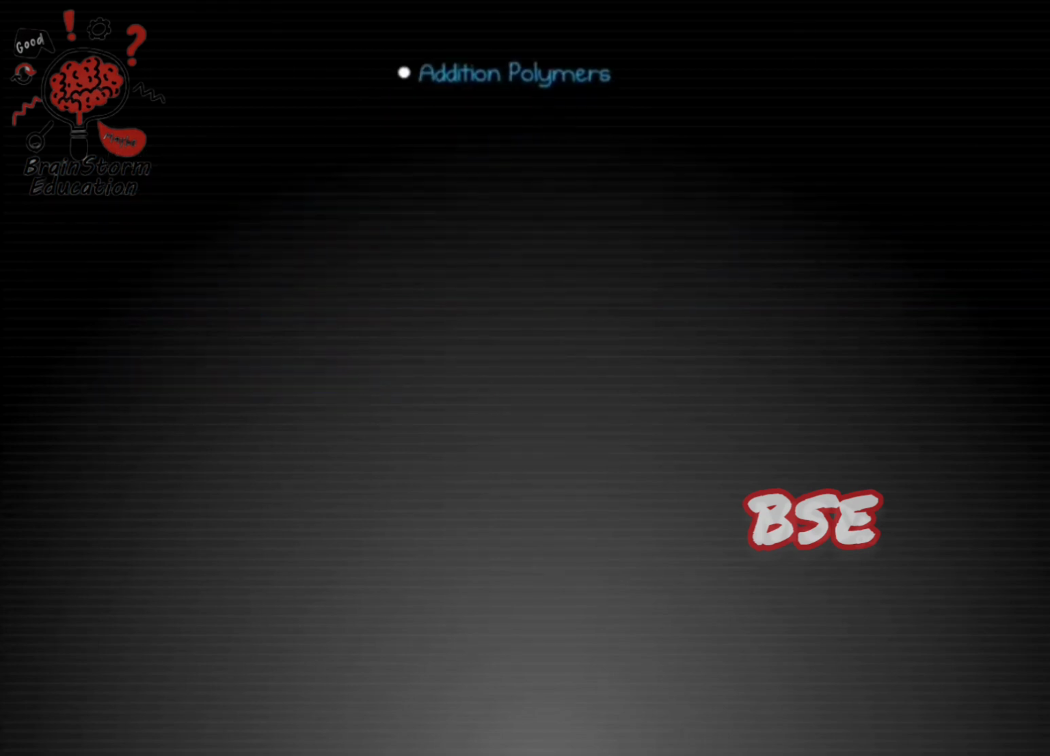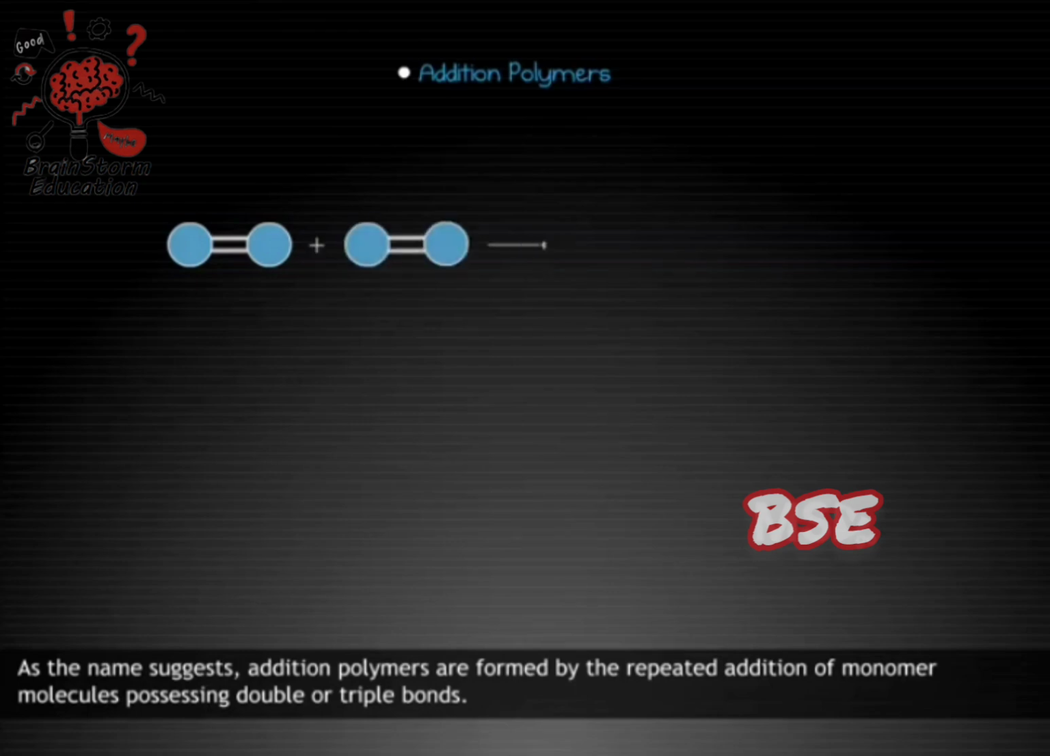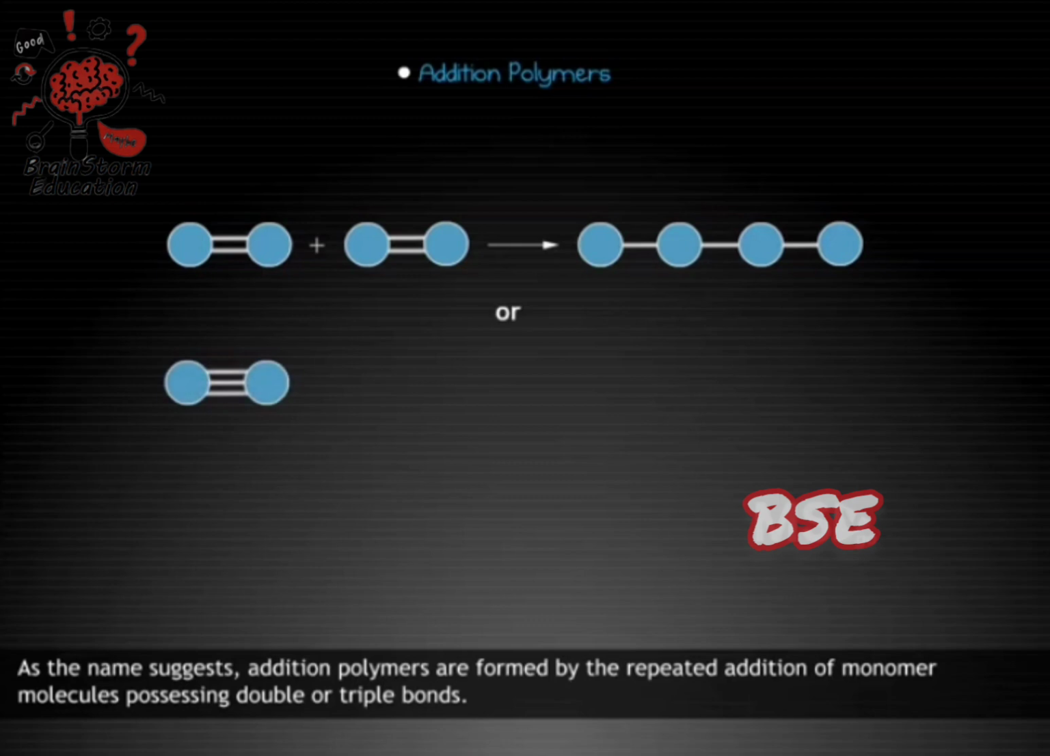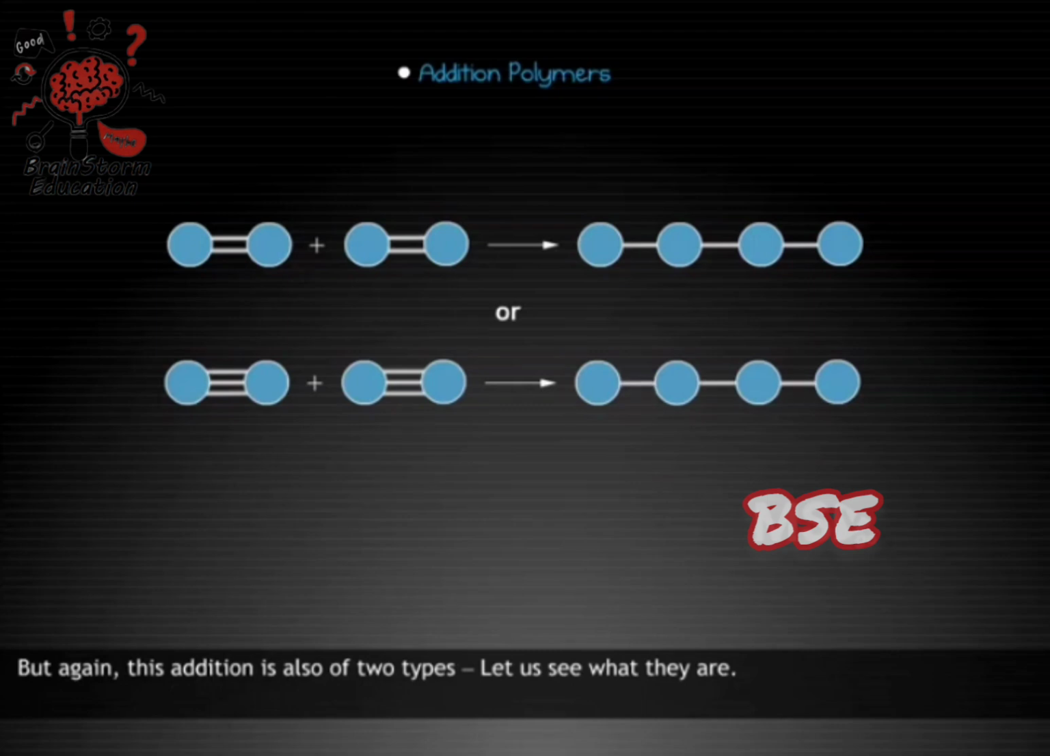Addition polymers. As the name suggests, addition polymers are formed by the repeated addition of monomer molecules possessing double or triple bonds. But again, this addition is also of two types. Let us see what they are.